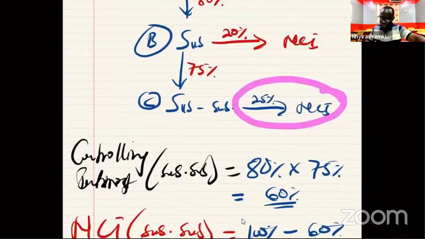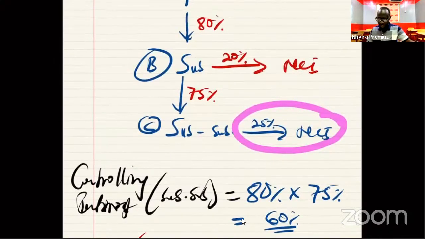So like I told you, you don't get up and say, oh, because the parent has 75% of the subsidiary, then NCI in the subsidiary is 75%. It's wrong. Because whatever investment the subsidiary makes, the parent entity has an equivalent share of that at the end of the day.